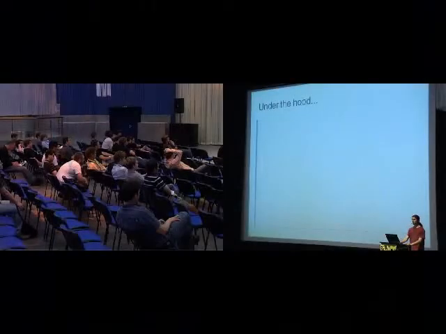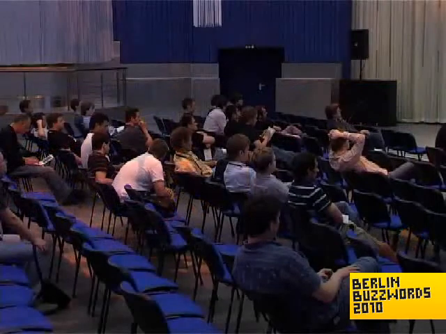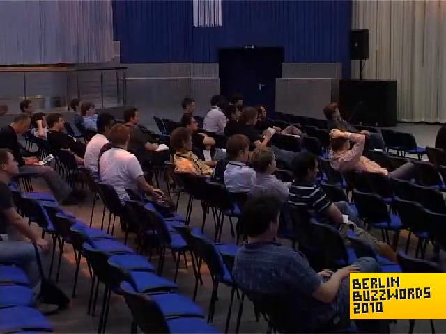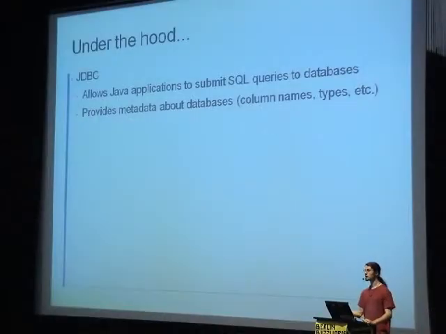Under the hood, Sqoop is a marriage of two technologies. The first of these is JDBC. JDBC is a protocol that allows Java applications to submit SQL queries to databases in a database-agnostic fashion. So individual database vendors provide a JDBC driver, which you install on your system, and this allows your Java program to simply send a SQL query down and get a cursor back into the results. JDBC also allows introspection of the information held in the database, metadata such as the column names and their types.